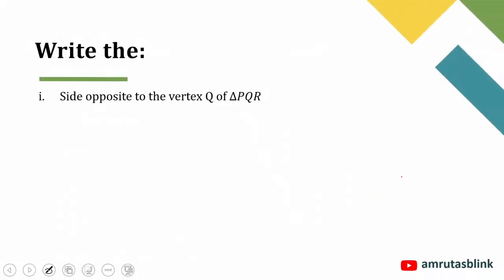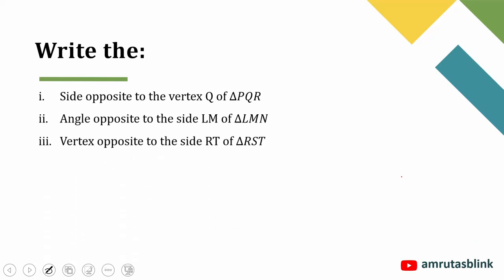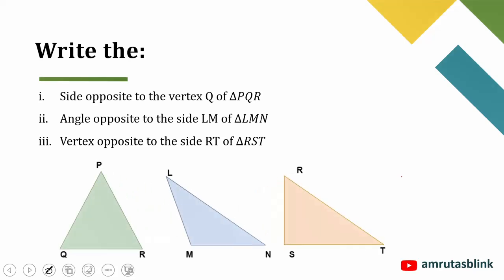Write the side opposite to the vertex Q of triangle PQR, angle opposite to the side LM of triangle LMN, vertex opposite to the side RT of triangle RST. Now let's say we will draw the rough figures of all these triangles. So let's say if I draw triangle PQR, then which is the side which is opposite to the vertex Q is side PR. So answer of the first question is side PR.